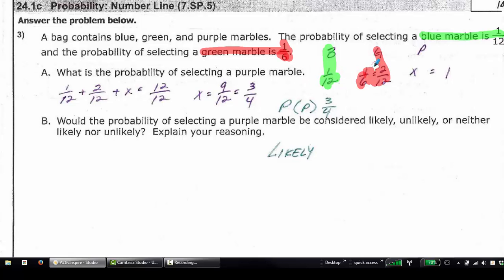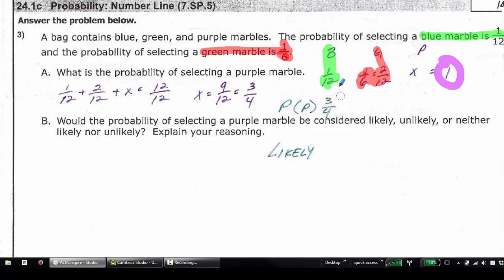Why do I know it has to be 12ths? Well, because here's the thing I know. Anytime you add all the possible things together, the blues, the greens, the purples, you have to get one whole. It's just like if you're flipping a coin and you say, what's the chance of getting heads? It's 1 out of 2. What's the chance of getting tails? It's 1 out of 2. What's the chance of anything happening with that coin? Well, it's 1 out of 2 plus 1 out of 2, which is 1/2 plus 1/2 is 1 whole.